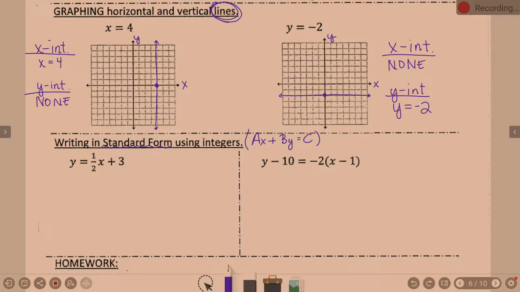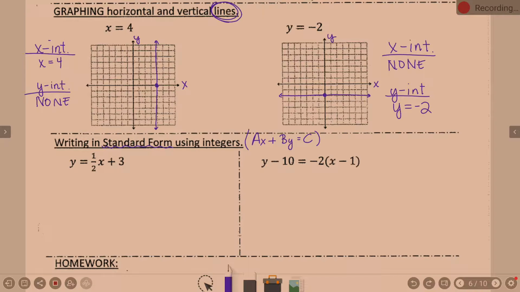Now, when they want the equation in standard form, the idea is we want x's and y's on the same side, plain numbers on the other side. We want no fractions or decimals. So x's and y's together, regular numbers away, no fractions, no decimals. Well, look at the first problem, y equals 1/2 x plus 3. It's got a fraction. I want to get rid of that fraction.